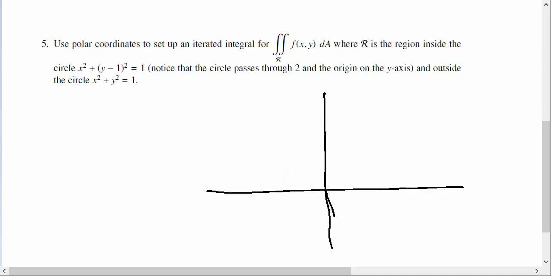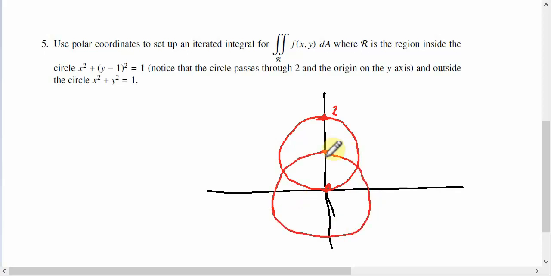So here's what I've got. I've got a circle that passes through 2 and the origin, and then I've got this other circle of radius 1, centered at the origin. So it's inside this circle, but outside of that circle. So this is the region here that we have to set up, and we're going to do it in polar coordinates.